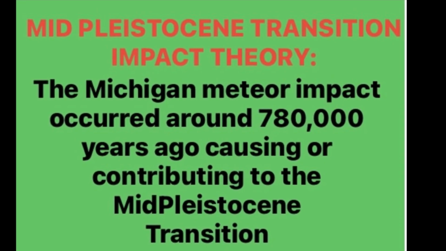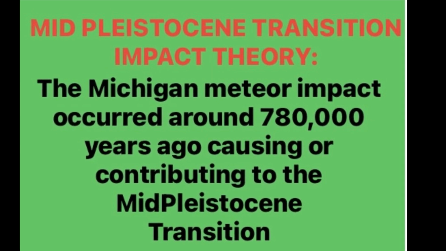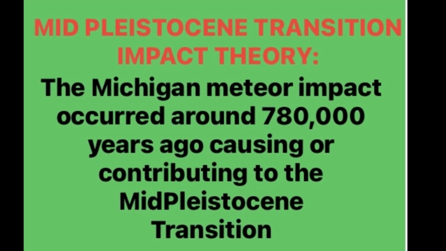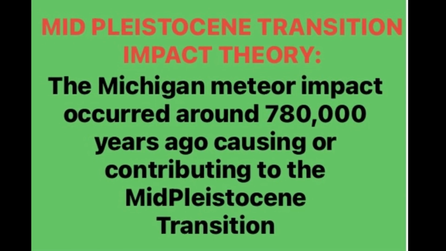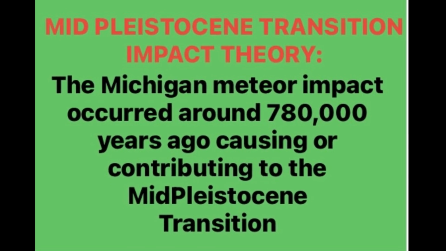And finally, let's look at a meteor impact theory that says that the meteor impact was actually around 780,000 years ago and caused or contributed greatly to the mid-Pleistocene transition. So what is the mid-Pleistocene transition? Well, before the transition, the glaciers would come and go on about a 40,000 year cycle. But after the mid-Pleistocene transition, the glaciers came on an average of 100,000 year cycles.